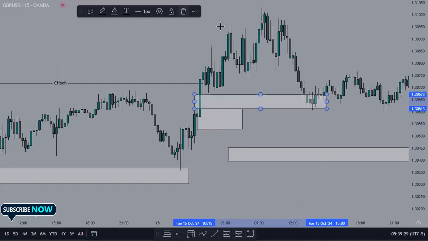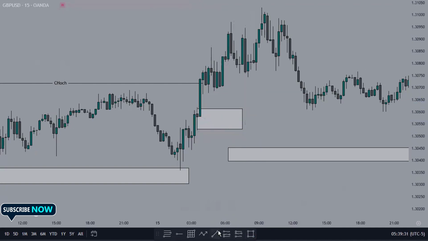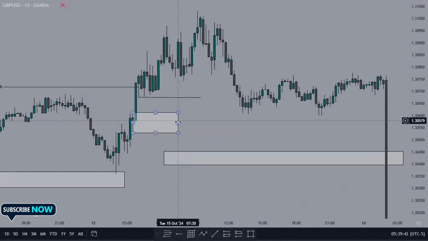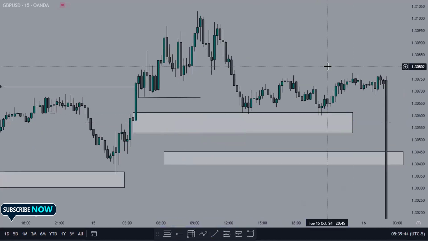Let's take this out. I just wanted to show you guys where the fair value gap is. All right, let me just put a line there to demarcate it so you can see clearly. That is our fair value gap right there. I have trouble putting straight lines, guys. I don't know how to draw straight lines. Now this is our order block.